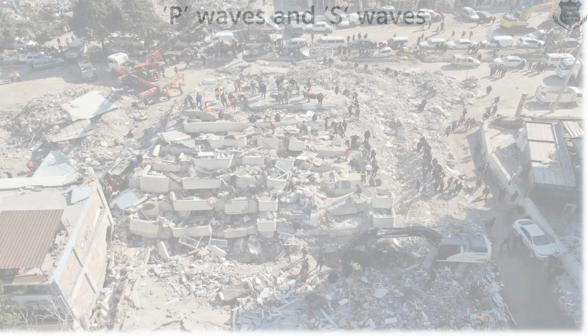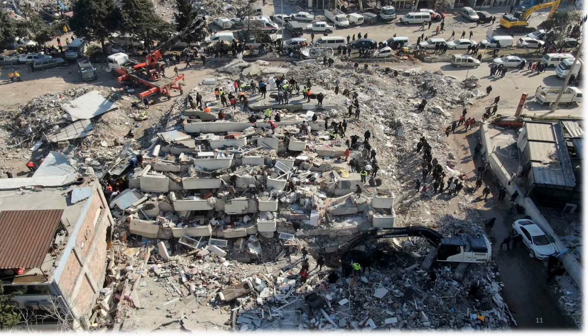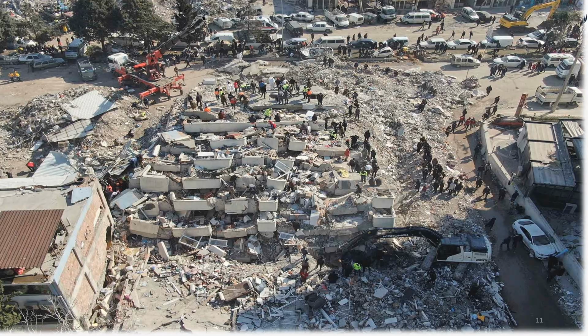Around 4 a.m. local time on Monday, February 6, 2023, two tectonic plates slipped past each other just 12 miles below southern Turkey and northern Syria, causing a 7.8 magnitude earthquake. On the screen you can see the aftermath of the earthquake in Syria. It was the largest earthquake to hit Turkey in over 80 years. Then just 9 hours later, a second quake registered at 7.5 magnitude struck the same region.